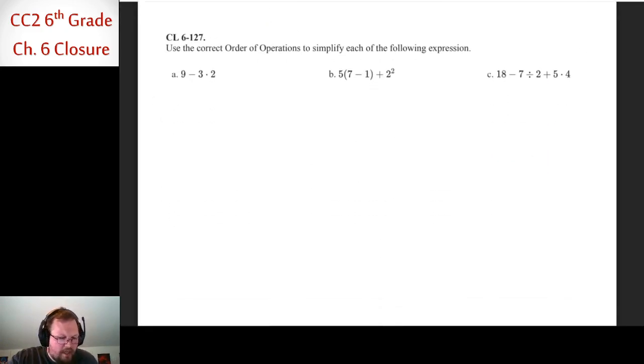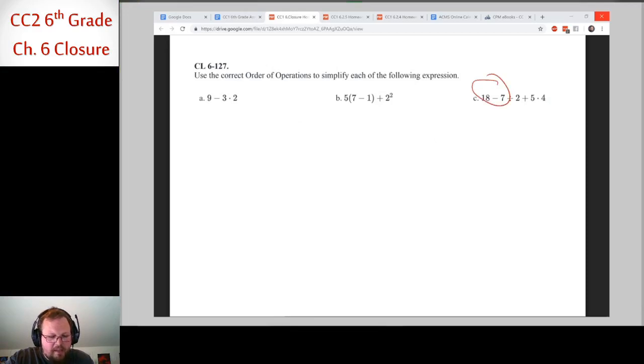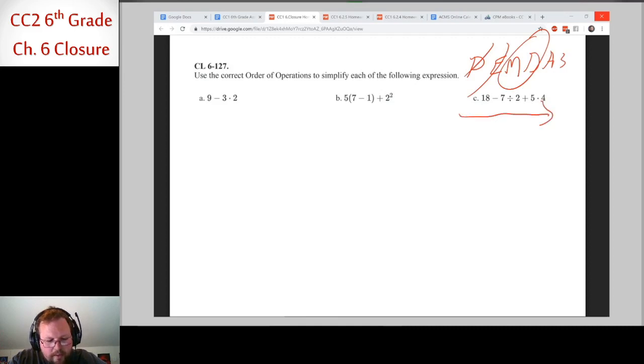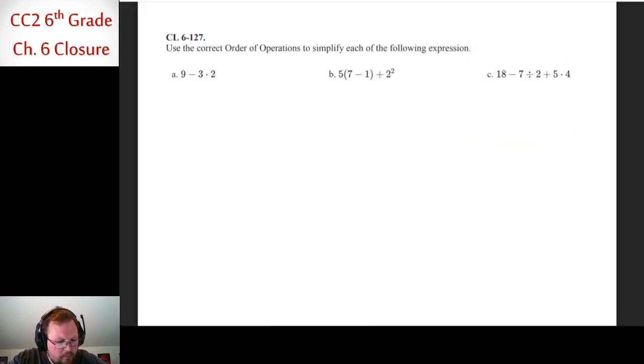Order of operations, again, this should be review. Watch out for part C. A lot of you will be tempted to do 18 minus 7. You cannot do that. You have to follow PEMDAS. There's no parentheses, there's no exponents. There is multiplication and division, left to right. This happens first, because that's the first thing. 18 minus 7 divided by 2, which is 3.5, plus 20. Reminder, that's just 2 times 2, because it's 2 squared.